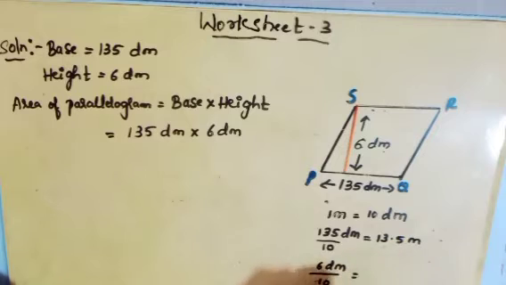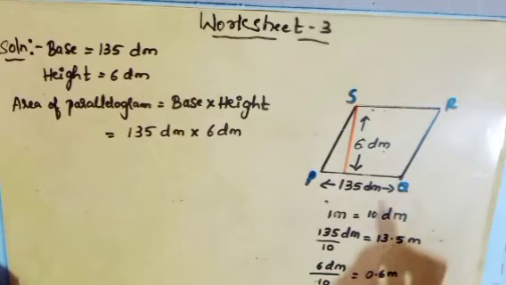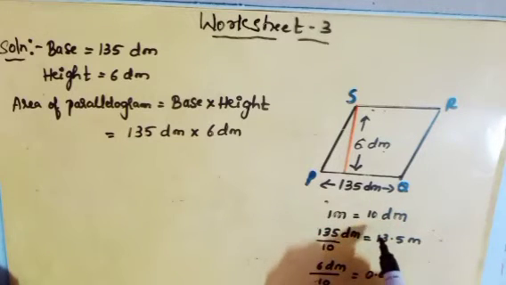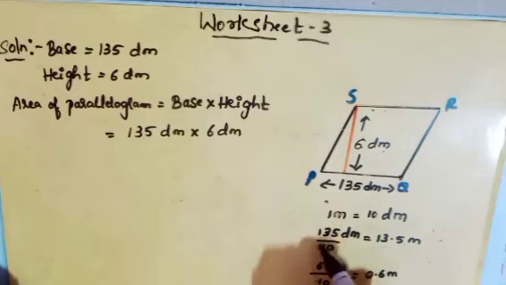In the same way we have to convert 6 decimeter into meter, so we divide by 10. What will we get? 0.6 meter. So converting units is also very important, children. We have to keep that in mind. So we had to convert decimeter into meter, and because of that I divided by 10.